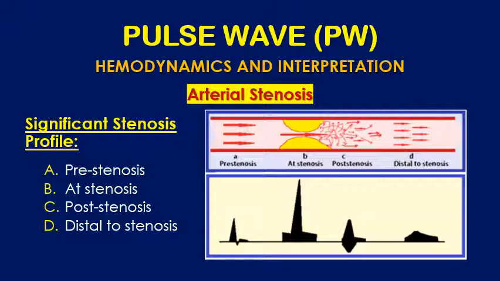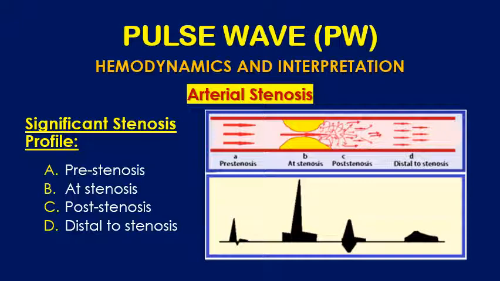So this brings me to what you call the stenosis profile, or a significant stenosis profile. Of course, not all stenoses are of the same degree. We have some degrees like more than 50 or 60%. This is called significant stenosis. And this is the one that we're going to discuss here.